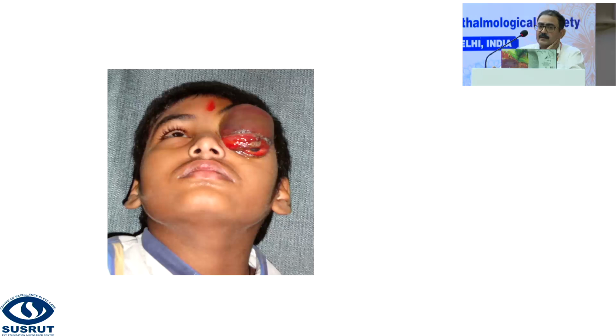This is a 14-year-old boy, sick patient. This swelling happened in 2 weeks. Okay, what is your diagnosis?